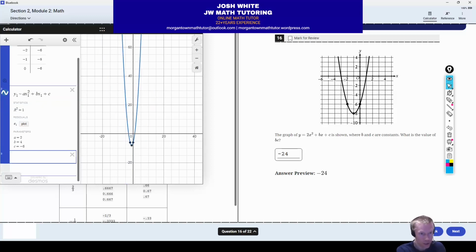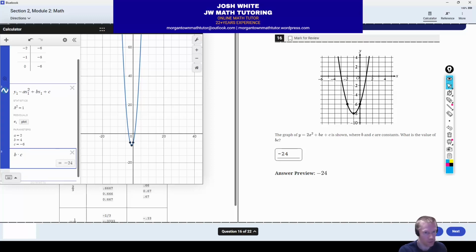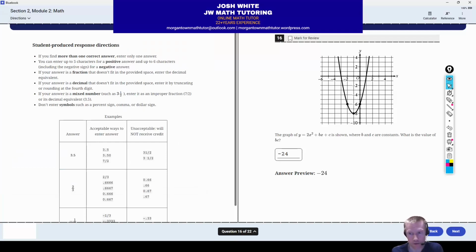Now you can either just look at b and c right there, or you can multiply them in the next line and see that it gives you negative 24. Honestly, this way is so much quicker and easier than doing the math out by hand. But either way, the correct answer is negative 24.